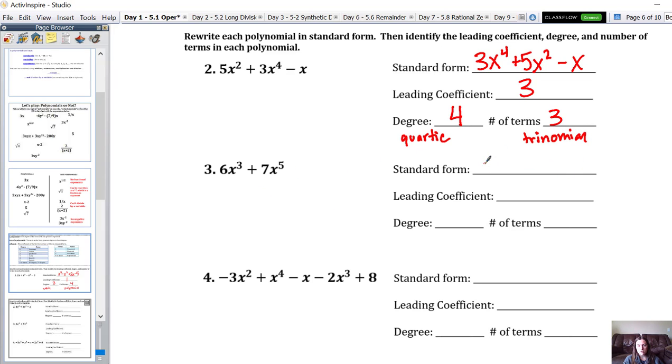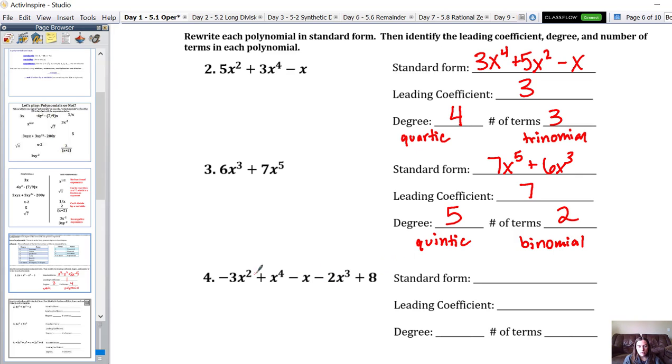Number 3, in standard form, we're just going to switch those two around. So we have 7x to the 5th plus 6x cubed. The leading coefficient is 7. Degree of 5, making it a quintic. And there are 2 terms, making it a binomial, a quintic binomial.